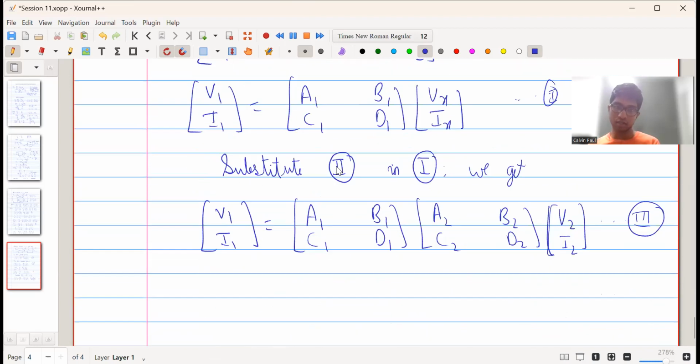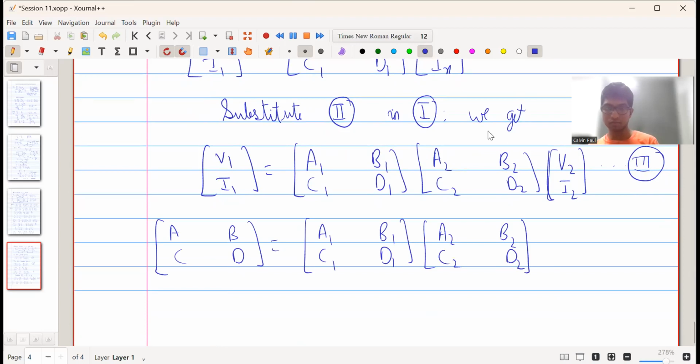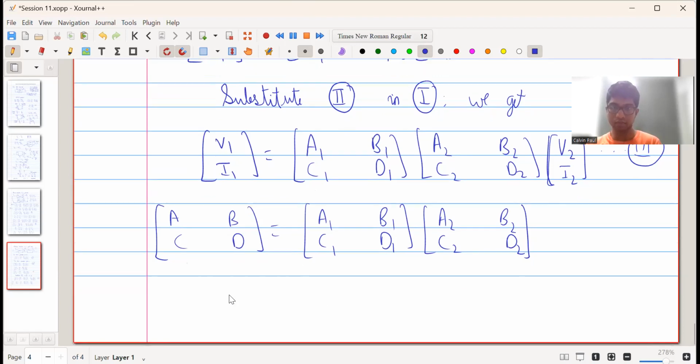So now what we get is the overall ABCD parameters A, B, C, D is equal to A1, B1, C1, D1 into A2, B2, C2, D2. So this is the overall ABCD parameters in terms of the equivalent ABCD parameters of network 1 and network 2. And this is for a cascade condition. So we just have to multiply this matrix with this matrix and we will get the overall ABCD parameters, or overall T parameters, of the network.